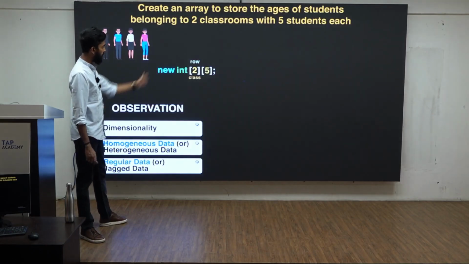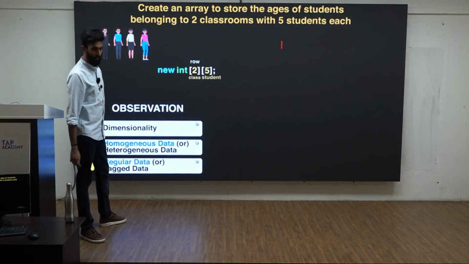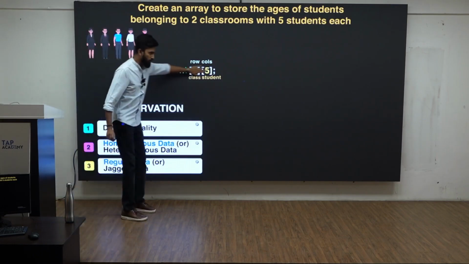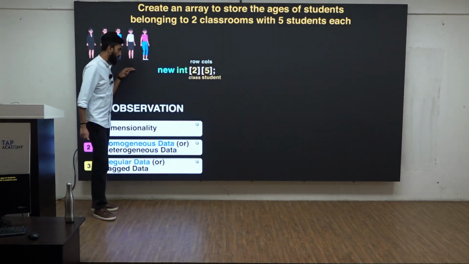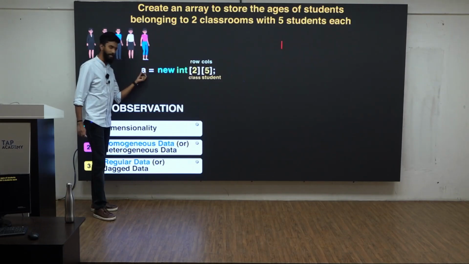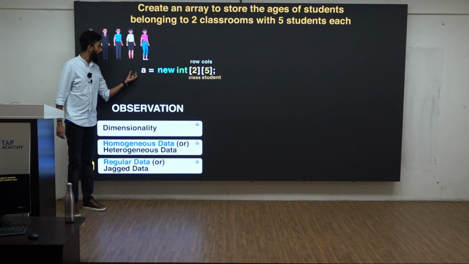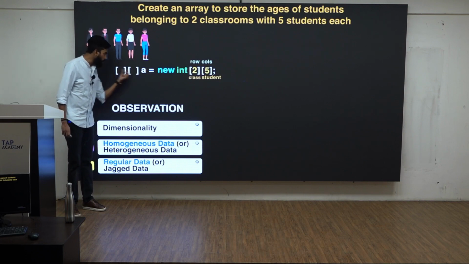That is students. Am I clear? Okay. What is that row and columns? I will explain. RHS is over. Every object should be given a reference. I will call it A. Tell me, what should I write in the left side? Int followed by 2 brackets.